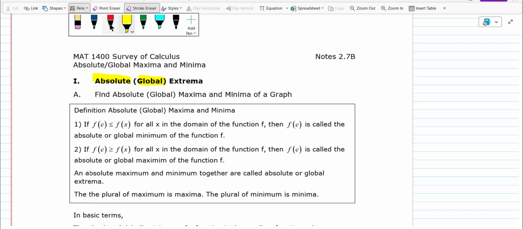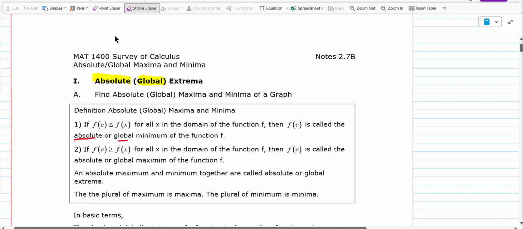Okay, so we're going to look at some graphs to get the idea. This is your technical definition right here. You're going to have an absolute or a global minimum. In words, it's the absolute lowest value of y that you ever hit on an interval. You might have several minimums throughout your graph, but the absolute minimum is the lowest that it ever hits.